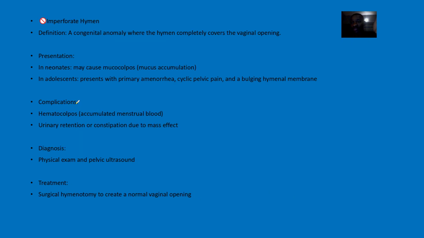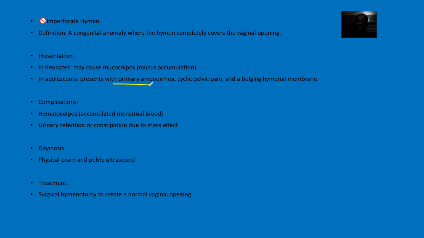Then imperforate hymen, which I didn't bring a picture for, but everybody here should know what a hymen is. With an imperforate hymen, there's no opening in it. That's the door to the outside of the vagina. With no opening, menstruation or any fluid is locked back because there's no way for it to get to the outside.